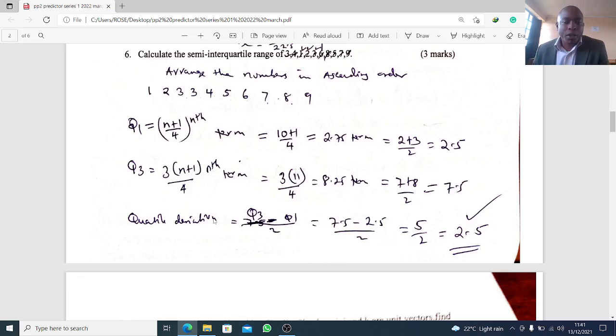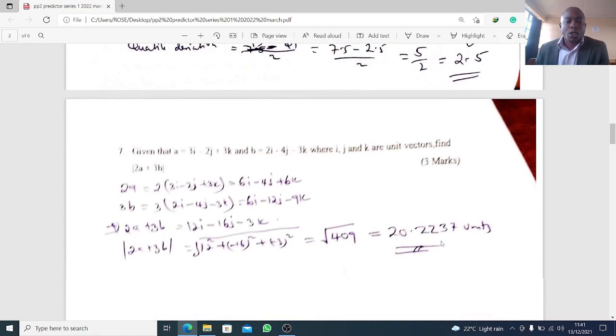So the quartile deviation or semi-interquartile range is Q3 minus Q1 over 2, which is 7.5 minus 2.5 over 2, which is 5 over 2, which gives you 2.5. But if you were asked just the quartile range, the answer would be 5 because it is Q3 minus Q1.